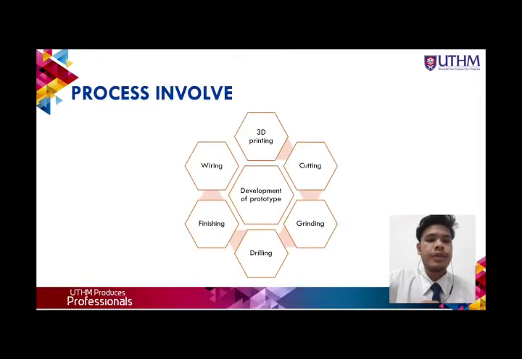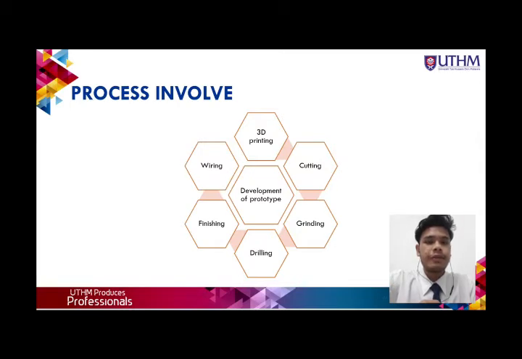So let's start with the process involved in the development of the prototype. The processes that will be used for the development of the prototype are 3D printing, cutting, grinding, drilling, finishing and wiring. Firstly, we will use 3D printing to build the housing of the product. The design is constructed using SolidWorks.